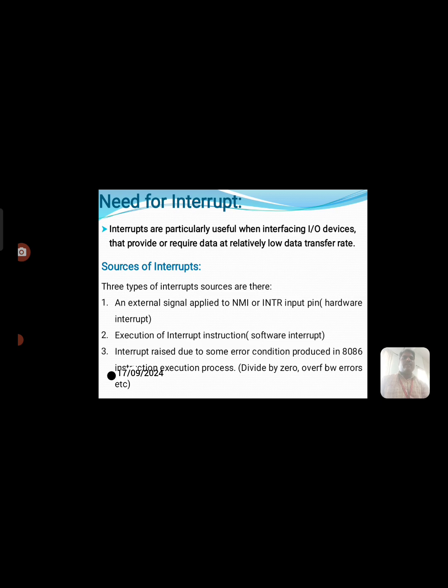Interrupts are particularly useful when interfacing input-output devices that provide or record data at a relatively low data transfer rate. The various sources of interrupts are an external signal applied to the non-maskable interrupt or INTR input pin by hardware devices, execution of an interrupt instruction by software, and interrupts raised due to some error condition produced in 8086 instruction execution, that is divide by 0, overflow errors and so on.